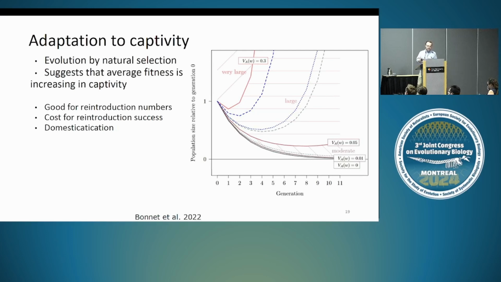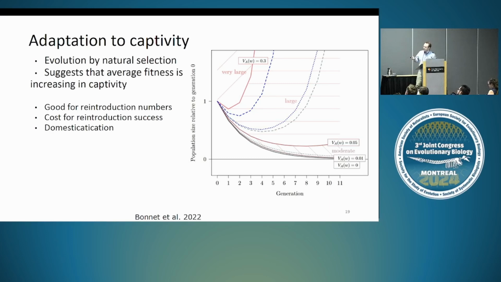So what does this all mean? We have potentially evidence that we have adaptation to captivity, or the captive environment, occurring. We have evidence of evolution by natural selection, which could suggest that the average fitness is increasing in captivity, which maybe is a good thing if we want to be producing animals in this ex situ environment, but it could come at a cost if we're thinking about releasing them, right? If they're adapted to the captive environment and not the wild environment in which we're trying to release them into. We don't want to be accidentally domesticating some of these species.